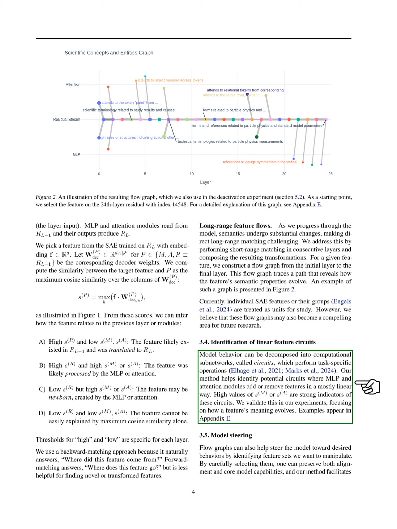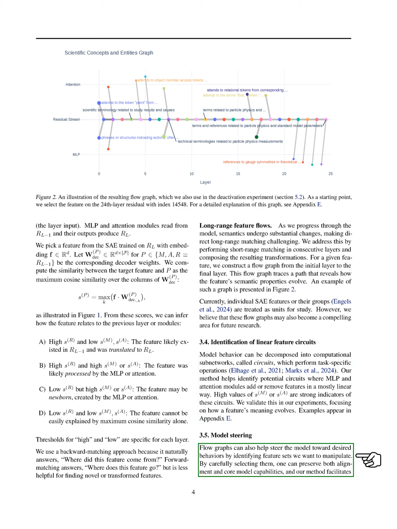We also identify linear feature circuits within the model, which are subnetworks that perform specific tasks. Our method helps pinpoint circuits where MLP and attention modules modify features in a mostly linear manner, indicated by high values in our similarity measures. We validate this through experiments that focus on the evolution of a feature's meaning.